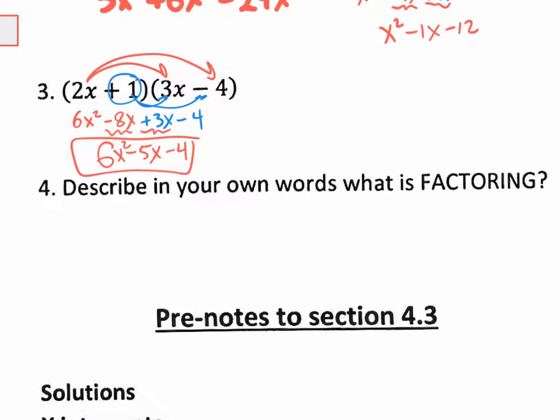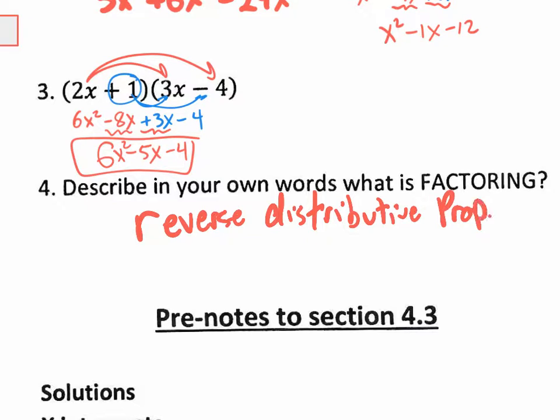Now, we also should have known how to factor. We should have learned how to factor back in Algebra 1. So what is factoring in your own words? What would you guys say factoring is? Everybody write this down. What is factoring? It's reverse distributive property. So it's like kind of having the answer and going backwards to the question, right?